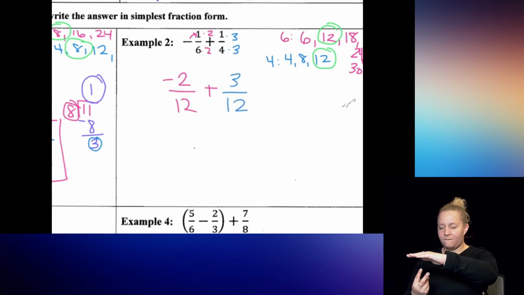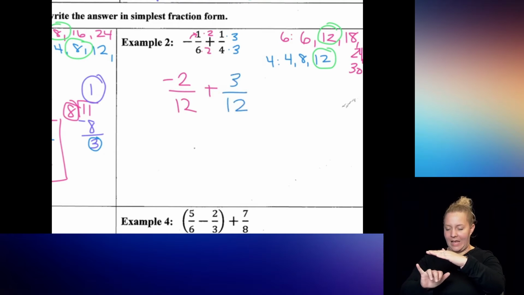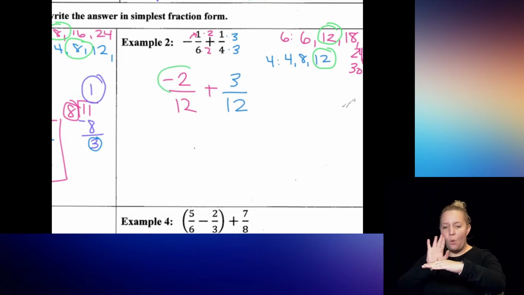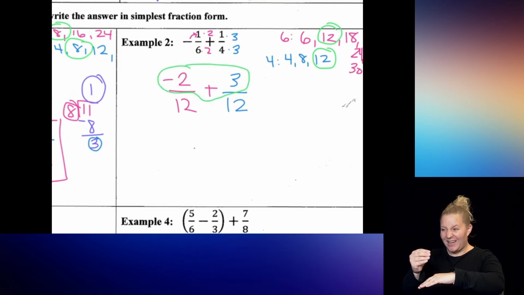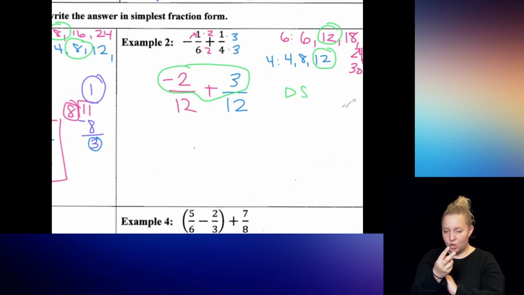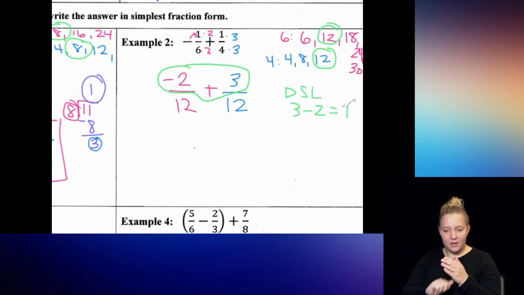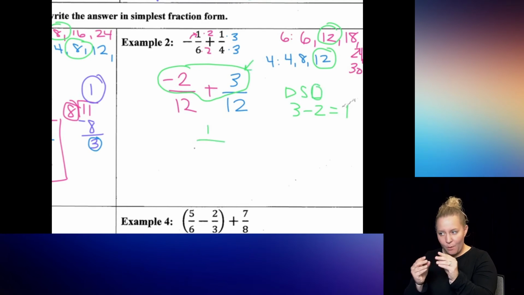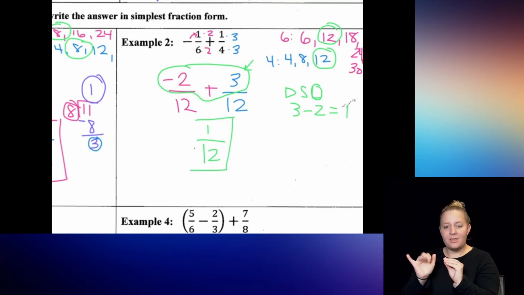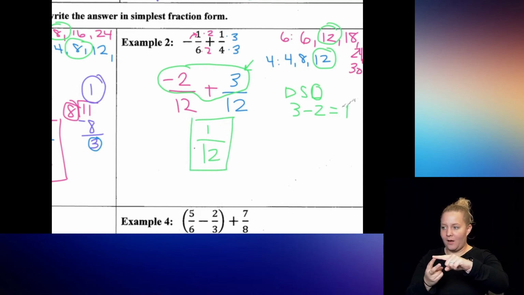So once you have those common denominators, you're just going to simplify the numerator. So it's really like I'm just doing negative 2 plus a positive 3. So again, this is a DSL problem. Different signs. We're going to go ahead and subtract them. 3 minus 2 equals 1. And then I keep the sign of the larger, which was this 3. So I know I end up with 1/12 as that final answer right there. All right, hopefully we're still feeling pretty good.